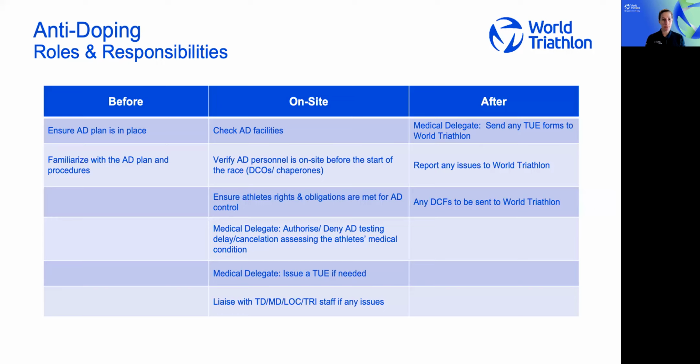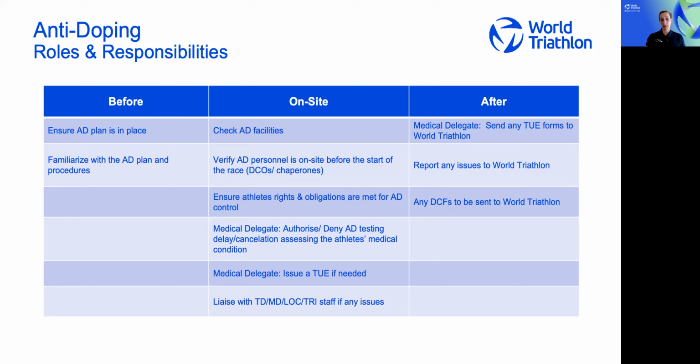Here you can see a table that summarizes the roles and responsibilities of the technical delegate and the medical delegate before, on site, and after an event regarding anti-doping. So before, you should ensure that the anti-doping plan is in place and familiarize yourself with the plan and procedures. During the event and on site, you should check the anti-doping control facilities. You should verify that the personnel is on site before the start of the race, including the doping control officers and the chaperones. Ensure that the athlete's rights and obligations are met for anti-doping control.